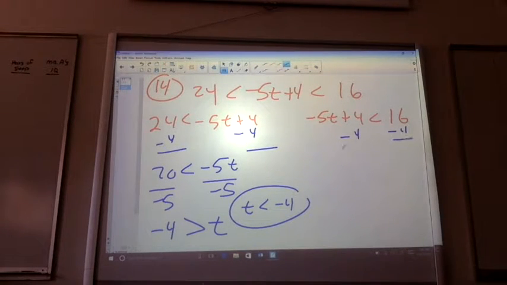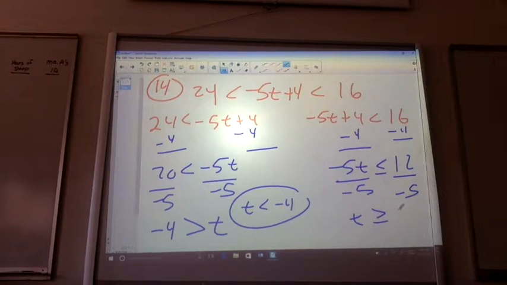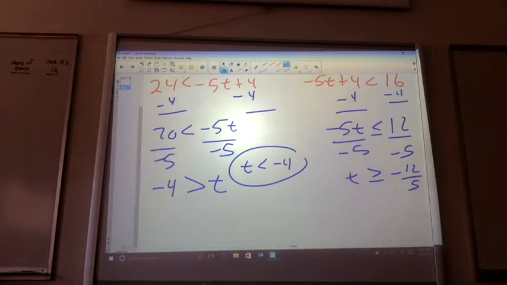Subtract 4, subtract 4. Is that 12? Divide each side by negative 5. So t is greater than or equal to negative 12 fifths. Okay, so let's make a number line, see if this is going to work. So negative 12 over 5 is the same thing as negative 2 and 2 fifths. So negative 12 fifths is here.